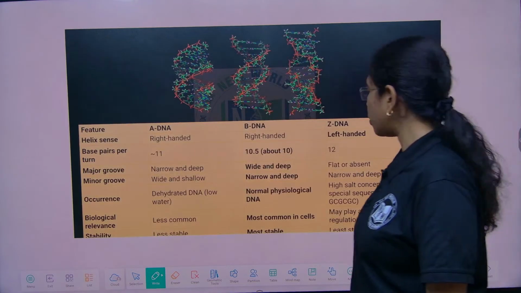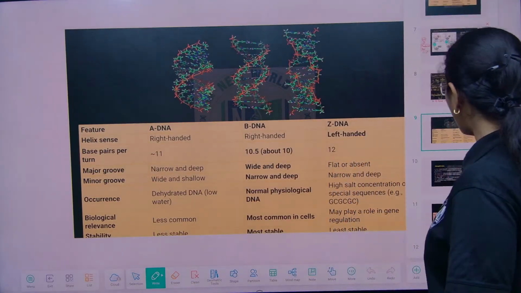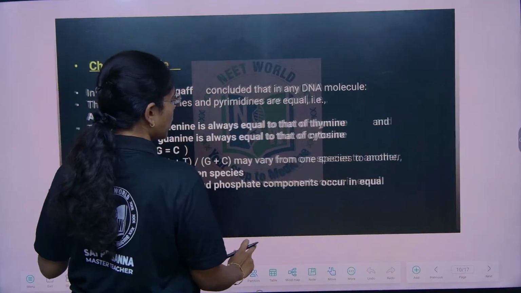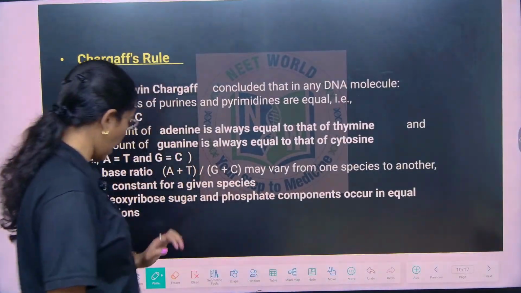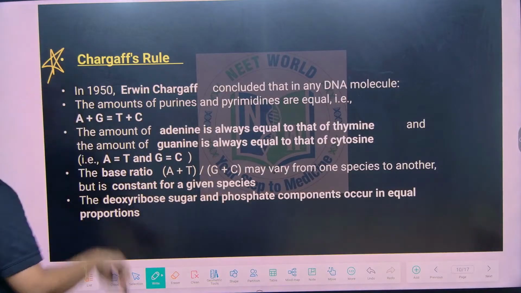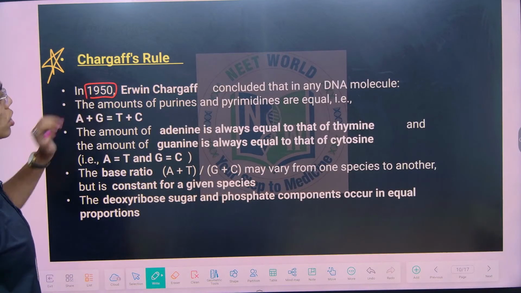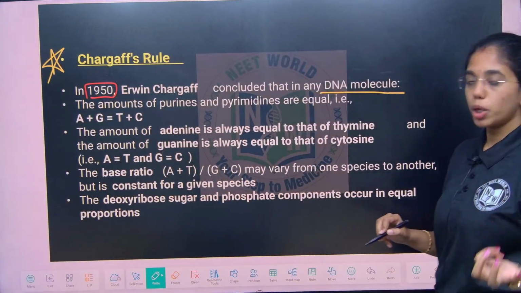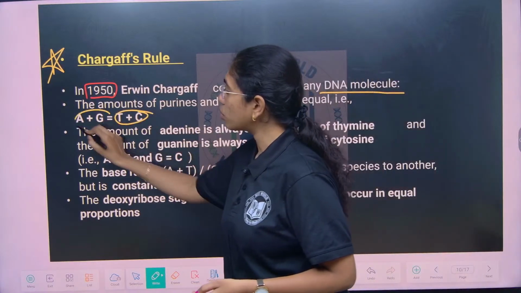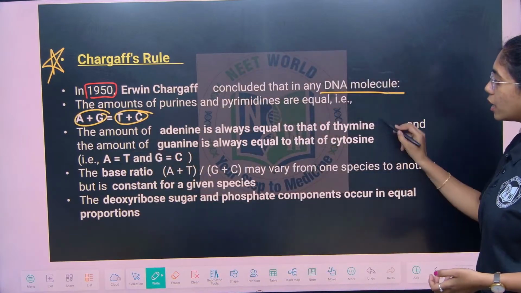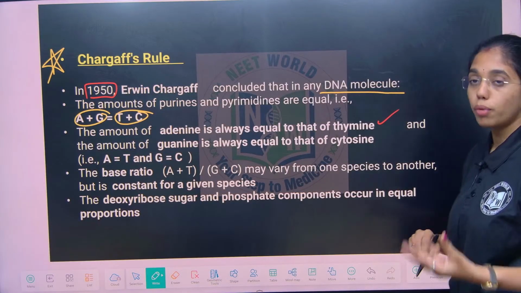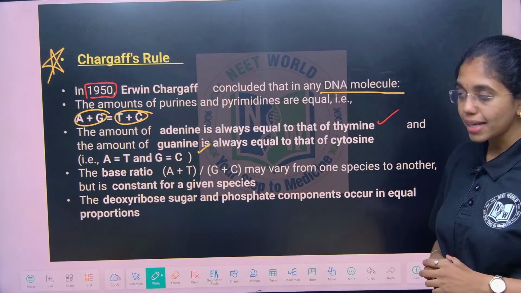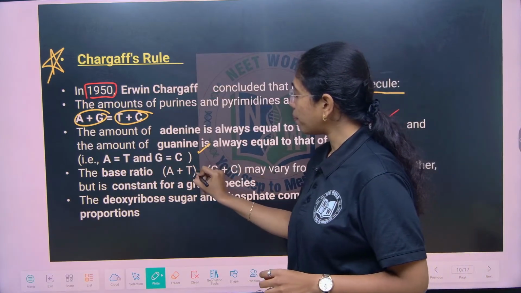Analyzing the salient features of DNA, it is Chargaff who has proposed some rules which are very important. Quite a times in your NEET exam, Chargaff's rules were asked. In 1950, Erwin Chargaff concluded that in any DNA molecule, the amount of purine will be equal to the amount of pyrimidine. The amount of adenine is always equal to thymine, the amount of guanine is always equal to cytosine.